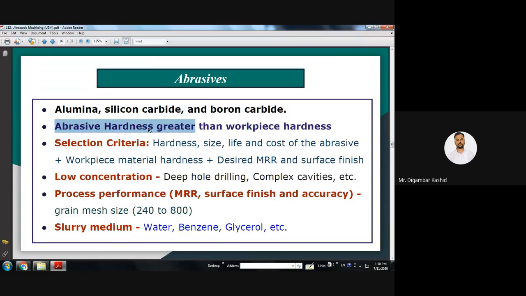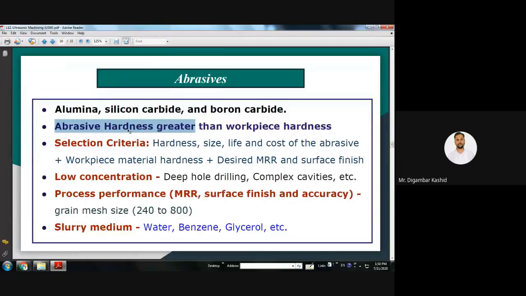If this condition is not met, that means if abrasive hardness is less than the workpiece hardness, then the abrasive itself will fracture or break rather than removing the material from the workpiece. So here we need to take care that the hardness of the abrasive is greater than the workpiece hardness. Now, how to select this abrasive?